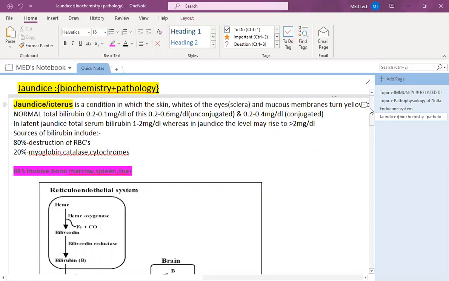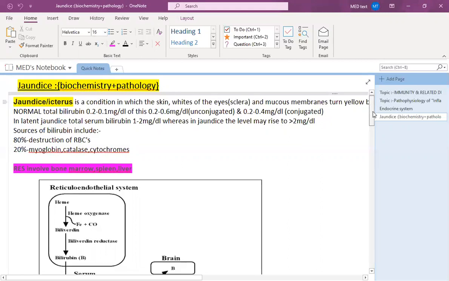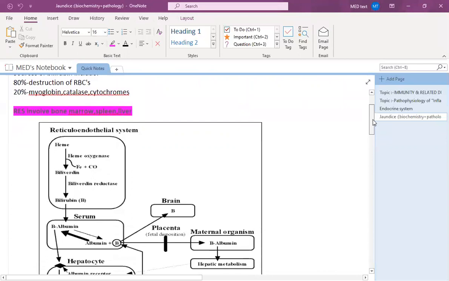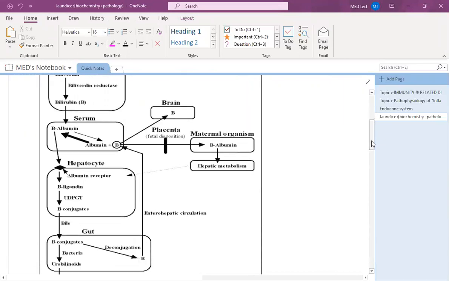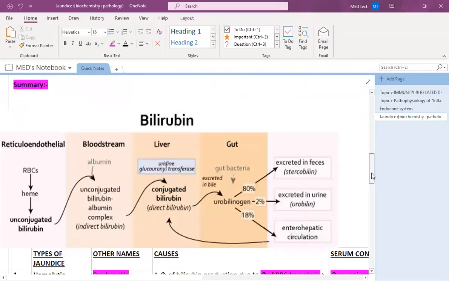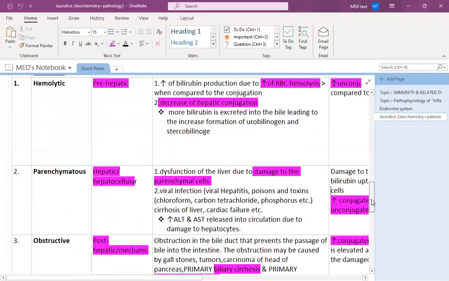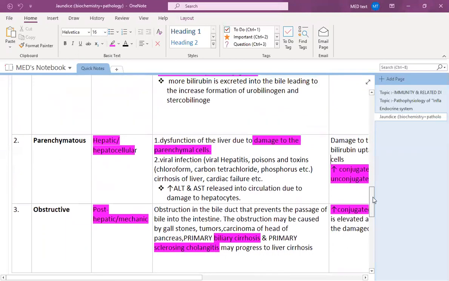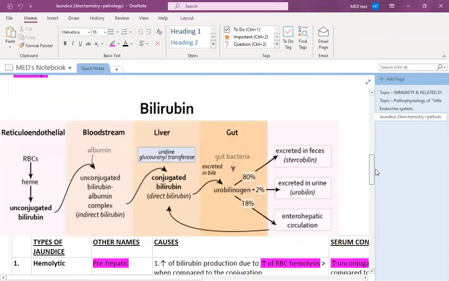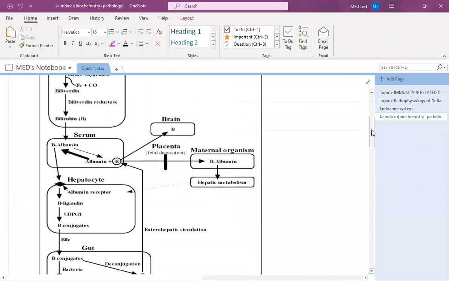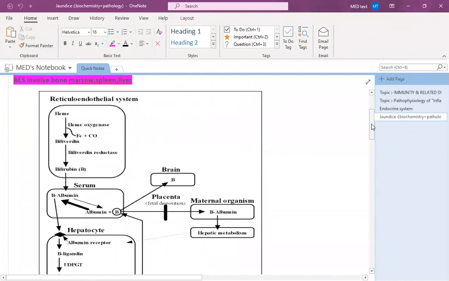All right, moving on. The reticuloendothelial system includes bone marrow, spleen, and liver. Whatever in this video I highlight with this color, that is pink, is really very important to solve your MCQs. Further on, I'll be talking about the types of jaundice, but first I'll explain the mechanism of formation.